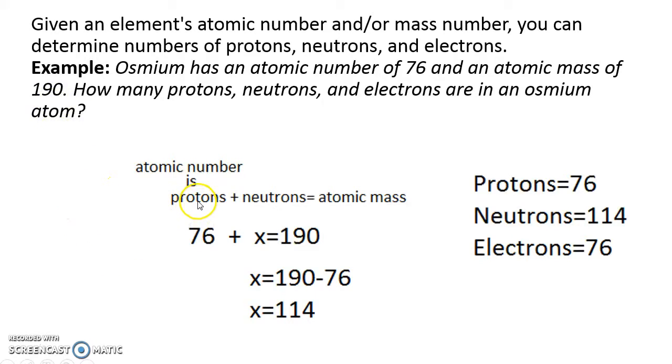So we know that protons plus neutrons give us atomic mass. So 76, I'm putting that in for protons. I'm putting X in for neutrons because I don't know that. And I'm putting 190 in for atomic mass. So just solve for X here, and you should get 114. That means that there are 114 neutrons. Since we're talking about a neutral atom of osmium, they don't mention anything about having a charge. Protons and electrons will be equal, so 76.